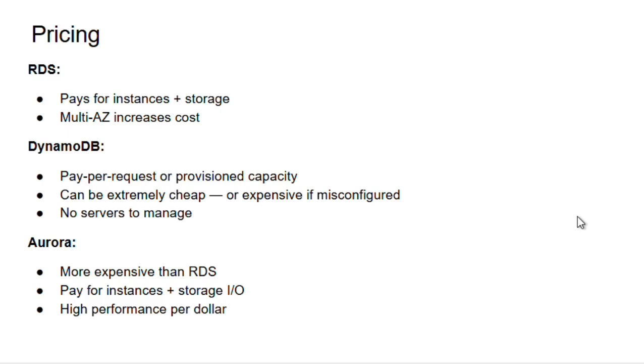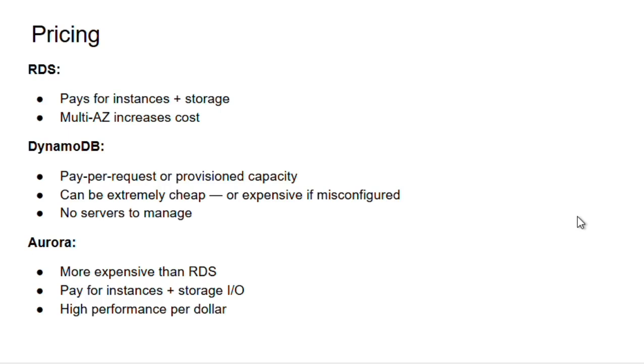DynamoDB uses a pay-per-request model or provisioned capacity. For apps with highly variable or low traffic, it can be extremely cost-efficient. But at massive scale, if not optimized, it can be expensive. Aurora is generally more costly than RDS. You pay for instances and the storage I/O, but because it delivers much higher performance, the cost per transaction is often lower for heavy workloads.